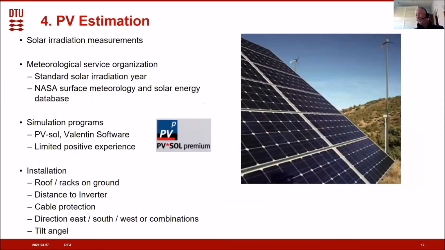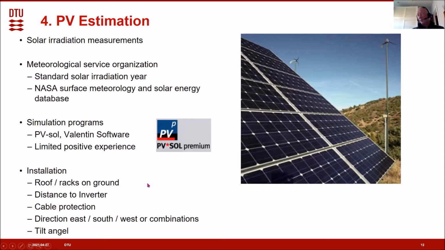If we are looking at PV as an alternative, then we go more or less through the same process, estimating the irradiation. It can be made by measurements or data from meteorological service organizations. It's some of the same sources as we have used for wind, if we did not have our own measurements. In the same way, there exist simulation programs, PV Sol, as we typically have used, but it's not especially good for Arctic locations.